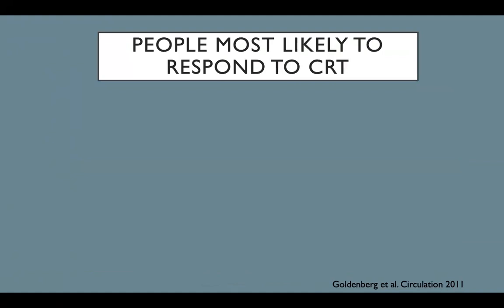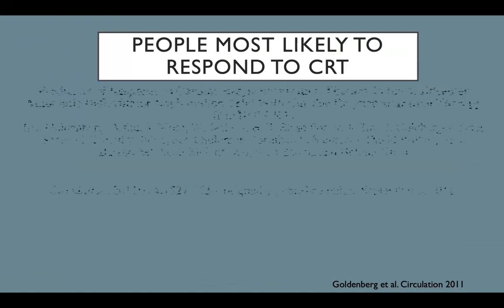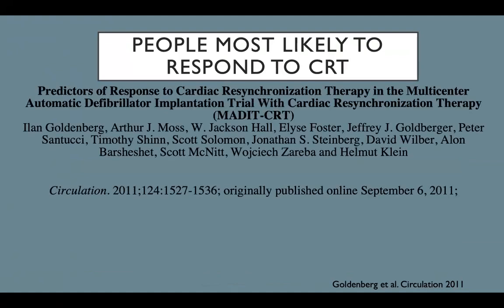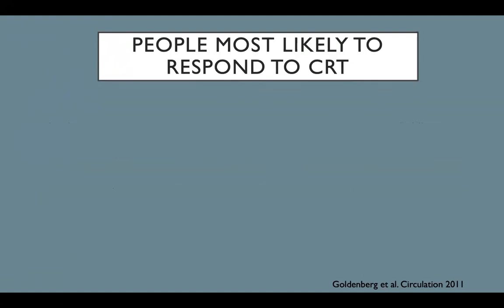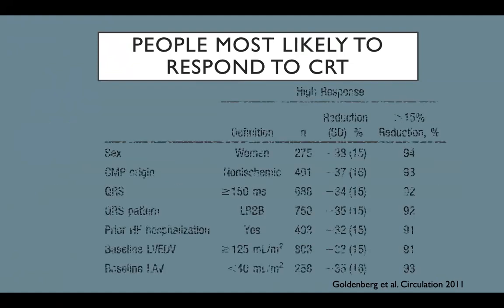So who are the people that are most likely responsive to CRT? And we have quite a lot of information on this. One of the largest studies was the MADIT-CRT study, which was one of the large randomized controlled trials of resynchronization pacing. It looked at a broad population, predominantly with left bundle branch block, and they looked at the subgroups that were most likely to be either super responders or high responders to CRT. And this helps us today in terms of understanding who is most likely to respond.